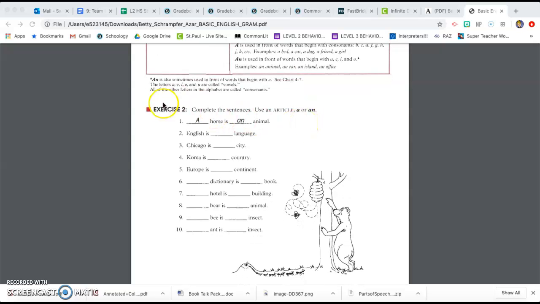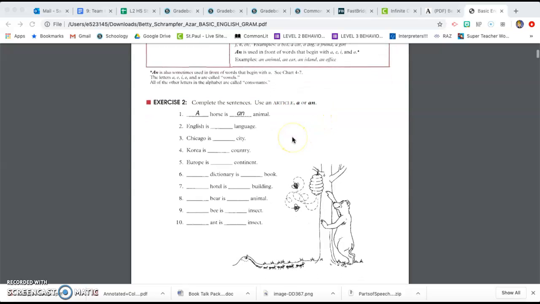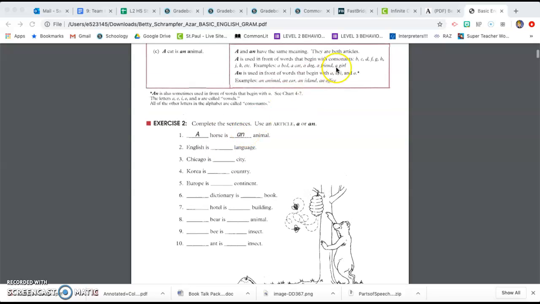So we're going to go down here and look at the first practice. It says to use complete sentences. You're going to use an article, either a or an. So let's do this together. Number 2 says English is. English is a language, English is an language. Well, L is an example of a consonant, so I know it's got to be English is a language, because an language sounds funny, and this is a letter L, it is not a vowel.